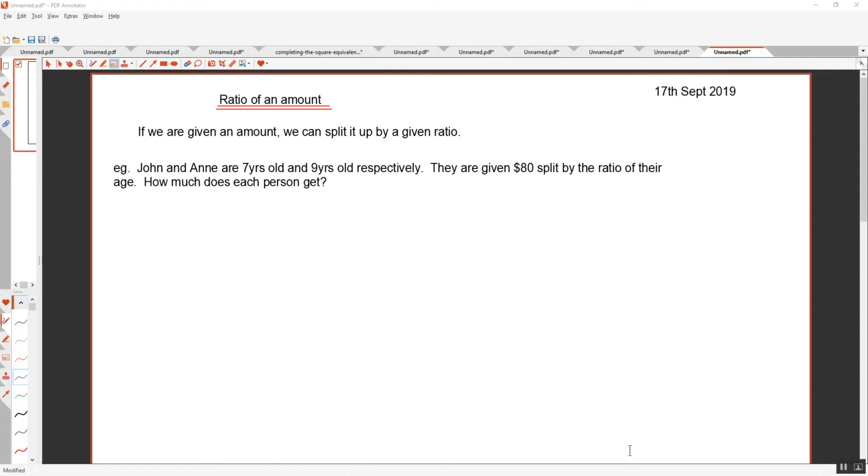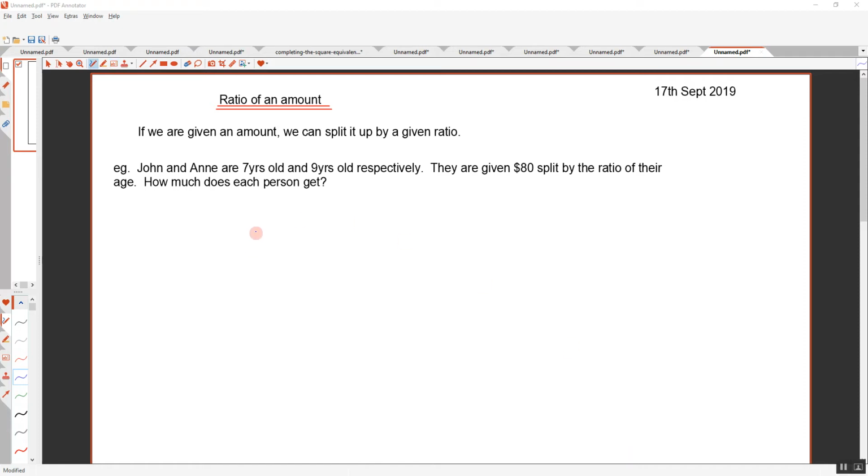So for this example, we've got John and Anne who are 7 years old and 9 years old respectively. The word respectively just means that John's name comes first, so he is the age that comes first, which is 7. So John is 7, Anne is 9. And they're given $80 split by the ratio of their age, and we have to work out how much each person gets. So I'll give you a minute or two to copy it, and we will do this one together.